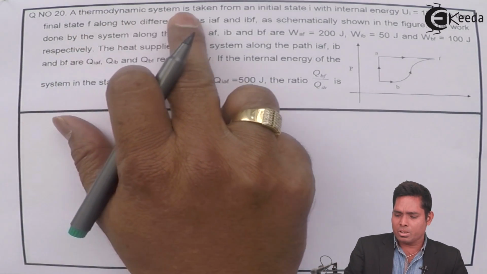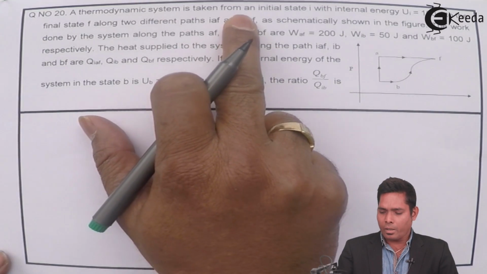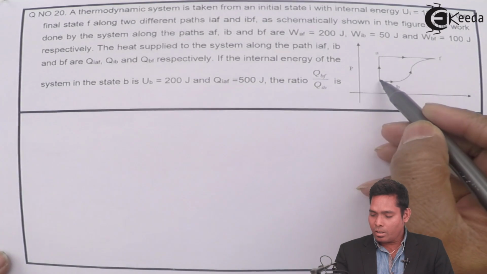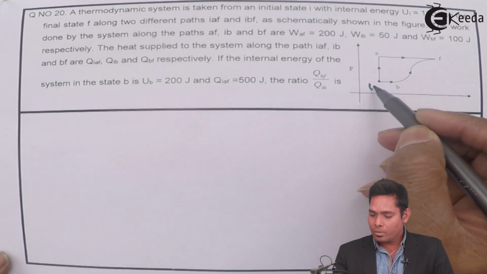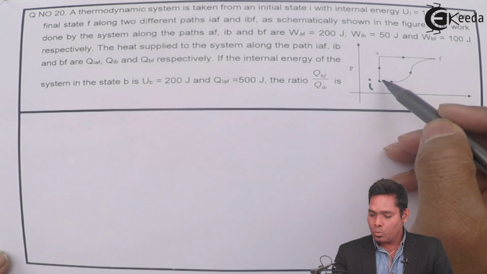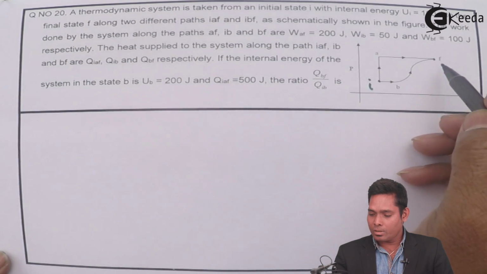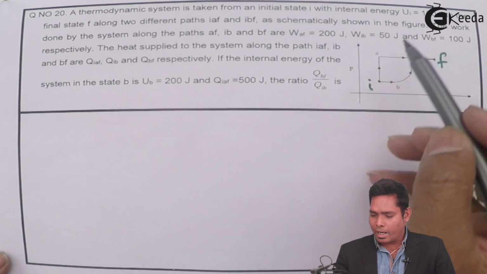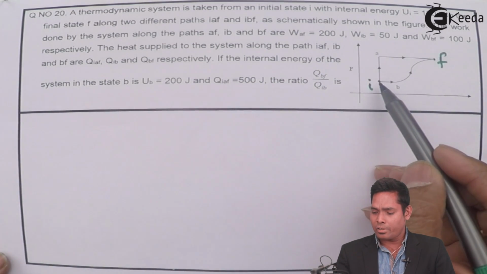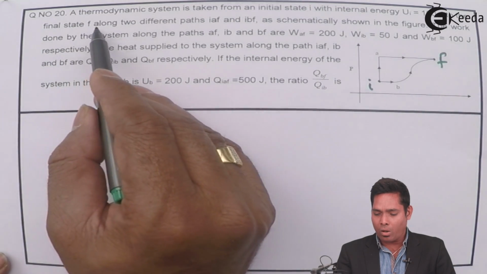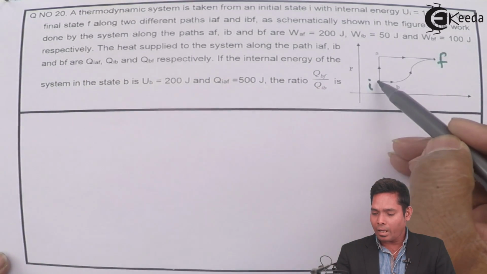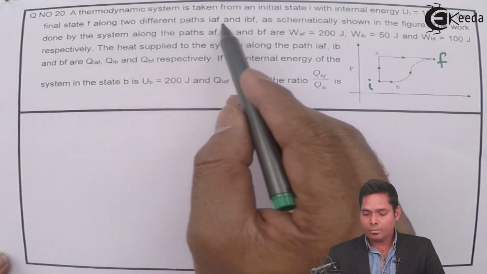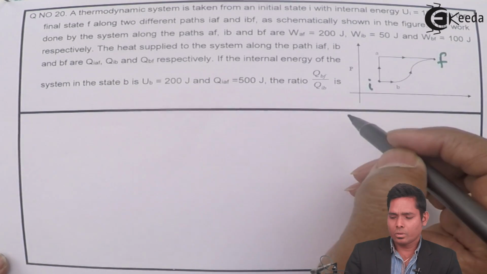A thermodynamic system is taken from an initial state I with internal energy 100 joule to the final state F, along two different paths: I, A, F is one path and I, B, F is the second path, as shown in the figure.